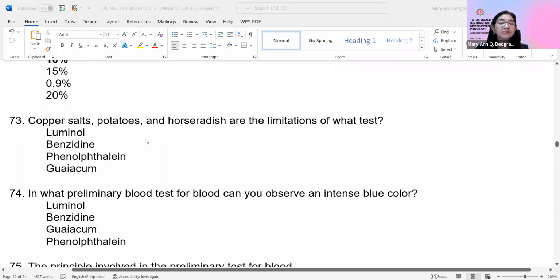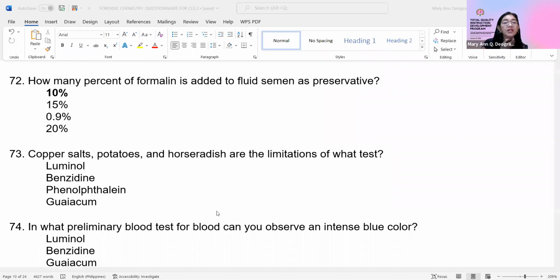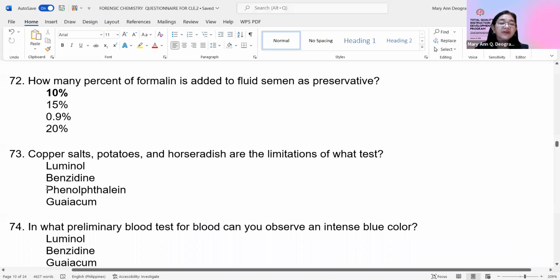Copper salts, potatoes, and horseradish are the limitations of what test? Is it luminol, benzidine, phenolphthalein, or guaiacum? Yes, it's phenolphthalein. Yan. What's the other term for phenolphthalein? Kastle-Meyer test. Na baka mamaya ang choice natin is the Kastle-Meyer test.